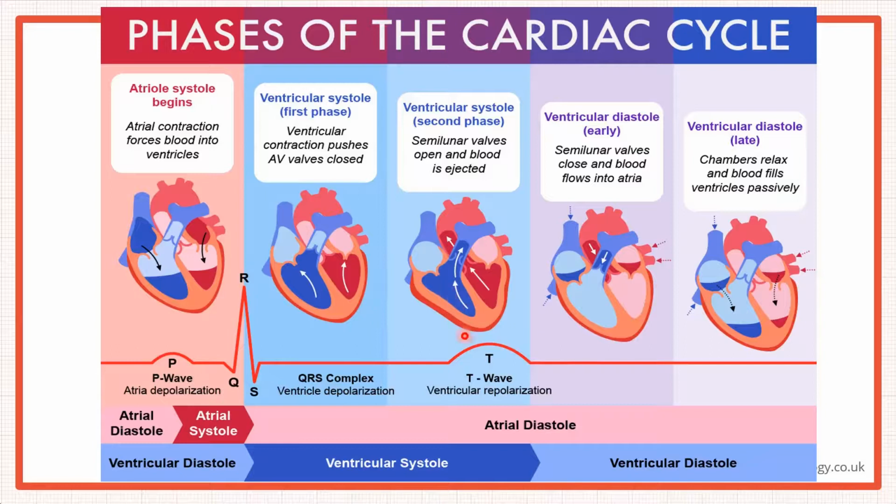Because now the ventricles have contracted, they will start to relax and you can see the ventricular repolarization. Then comes the ventricular diastole, early. Semilunar valves close and the blood flows into the atria. Because now the pressure in the aorta and the pulmonary artery is more, the semilunar valves would close. The ventricle would relax now. Blood would start to fill into the atrium now. Then chambers relax and the blood fills ventricles passively. So this is what happens during the ventricular diastole.